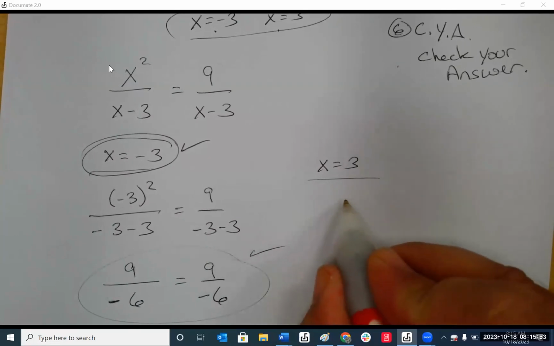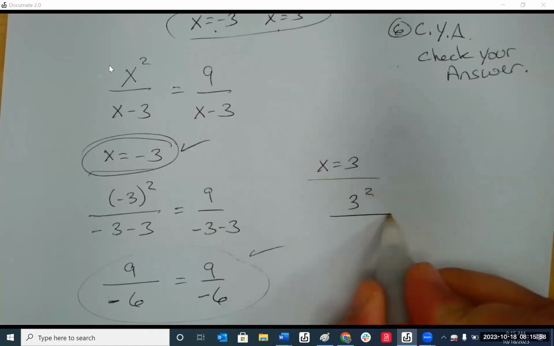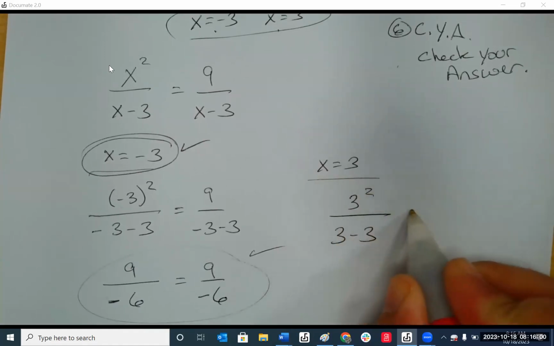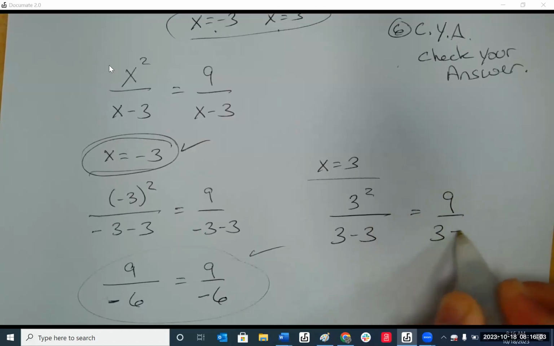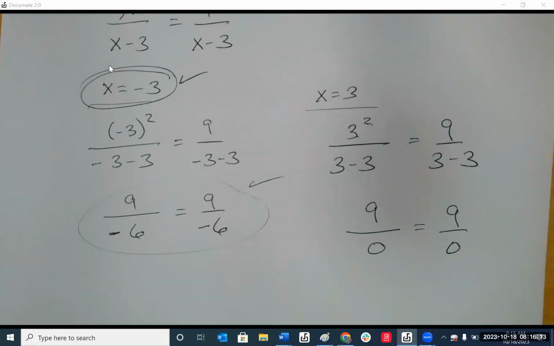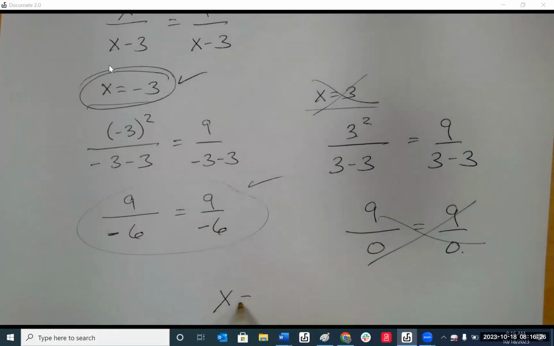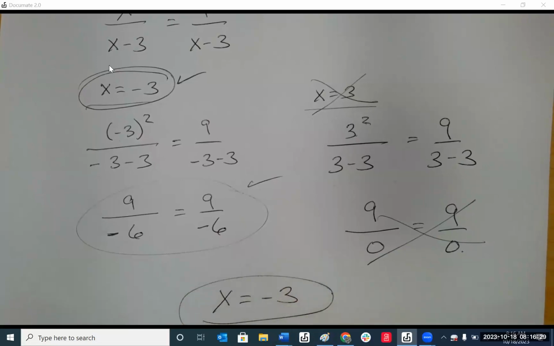Let's try +3. So anywhere I see an x in this equation, I put a 3. 3 squared is 9. 3 minus 3 is 0. Now, even though they're the same, you cannot divide by 0. So that one doesn't work. So the only answer we have for our equation is x equals -3. That's our solution.